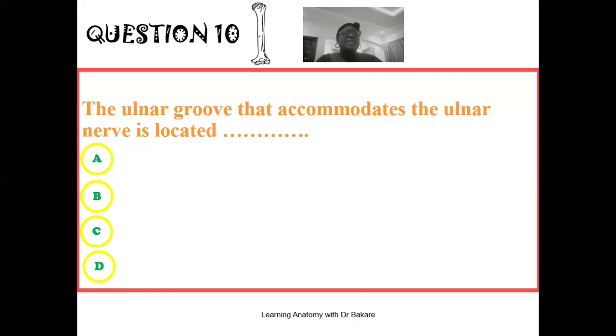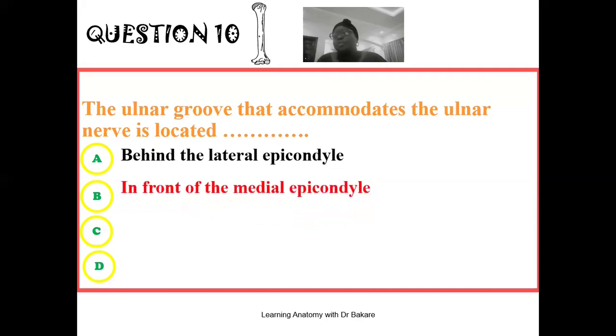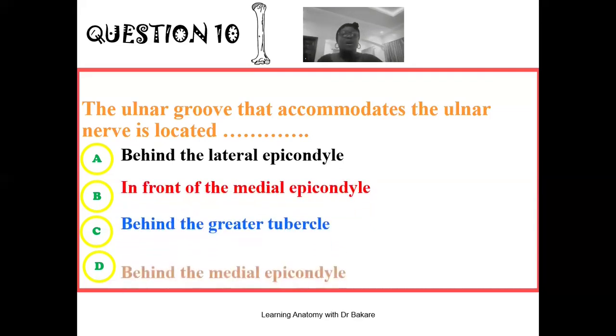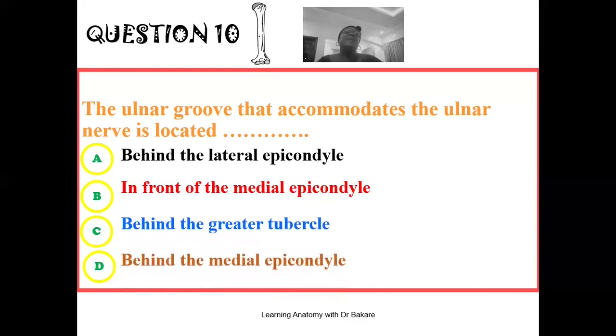And this reads that the ulnar groove that accommodates the ulnar nerve is located where? What specific region of the humerus is the ulnar groove seen? Is it behind the lateral epicondyle? Is it in front of the medial epicondyle? Is it behind the greater tubercle? Or is it behind the medial epicondyle?